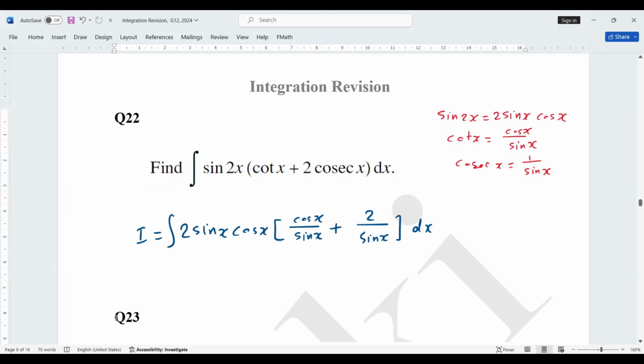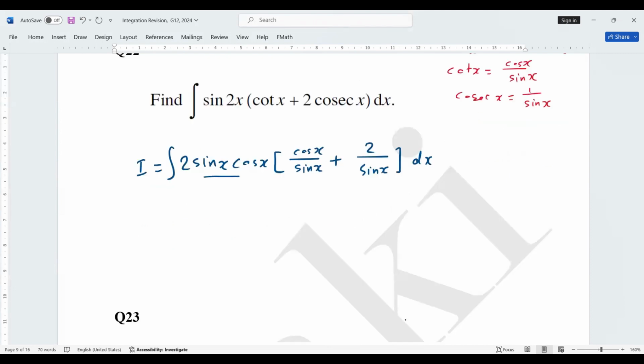Expand the bracket. When you multiply 2 sine cosine by cosine over sine, sine cancels with sine. Then the rest will be cosine times cosine, it's cosine squared. So it's 2 cosine squared x plus. When you multiply by the second, 2 times 2, it's 4. Sine cancels with sine, so it's 4 cosine x dx. Okay.